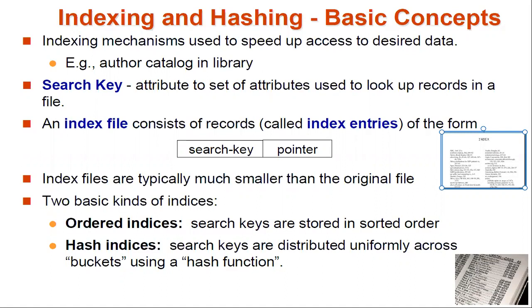Here, in ordered indices, the search keys are stored in sorted order. From the word you can easily understand it is ordered indices. That means all the search keys are ordered in alphabetical order or any particular order, maybe ascending or descending, depending on your convenience. The search keys are ordered in the index file. We'll talk more about hash indices later. First we'll discuss the ordered index.